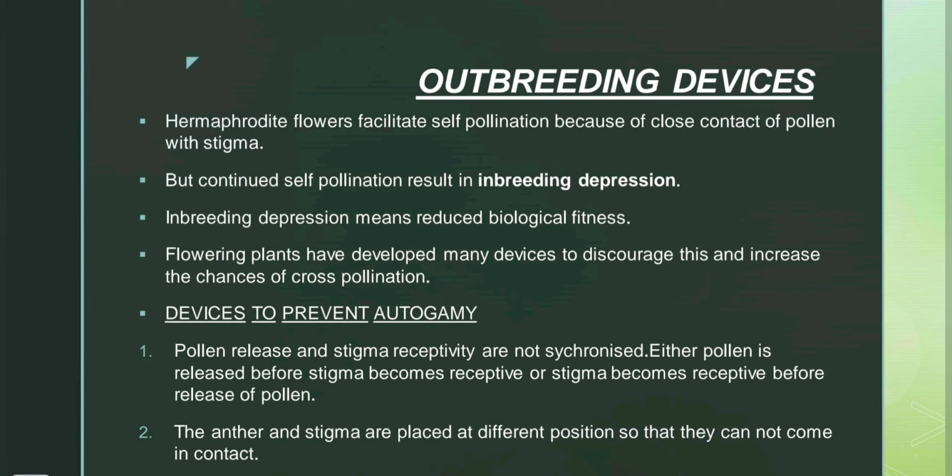Outbreeding devices. Hermaphrodite flowers facilitate self-pollination because of the close contact of pollen with stigma. But if self-pollination continues, it results in inbreeding depression, that means reduced biological fitness. Flowering plants have to develop many devices to discourage this inbreeding depression and must increase the chances of cross-pollination.